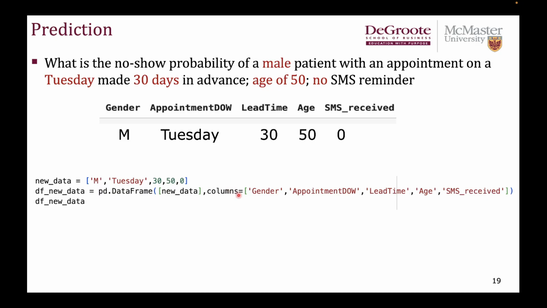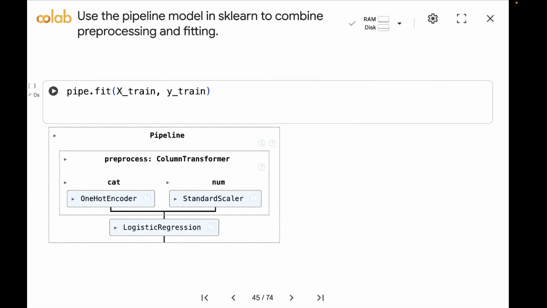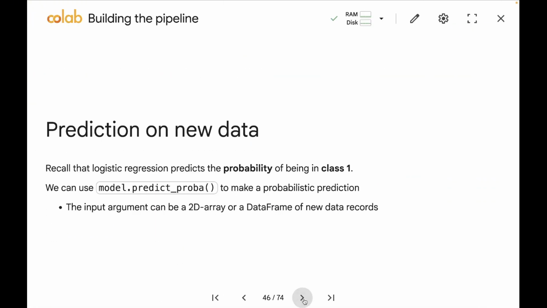Okay, so this is a new data record. We want to convert that record into a data frame, and then give the data frame, which represents a new patient record, to the fitted model, which is the fitted pipeline. And the pipeline will tell me whether or not that patient will be a no-show. Okay, so let's do a quick implementation.